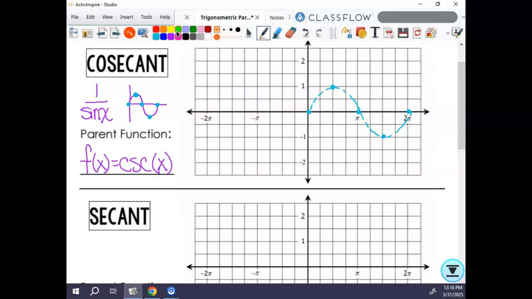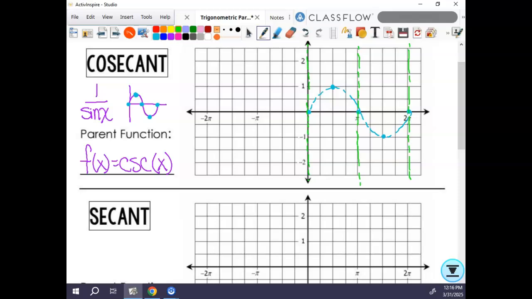Cosecant is the reciprocal of sine. So right here, when sine is 0, what is the reciprocal of 0? What? Undefined, right? 1 over 0 would be undefined, yes? All right, so that means undefined, I'm going to have a vertical asymptote. So everywhere that sine is 0, cosecant is undefined. Does that make sense? Because they're reciprocals. So I have a vertical asymptote there, there, and there.